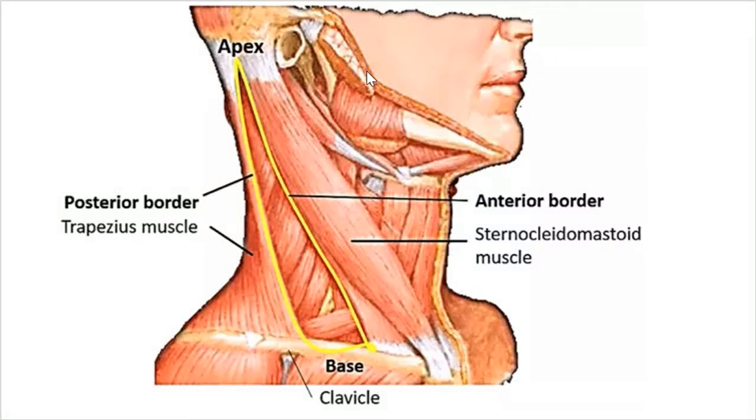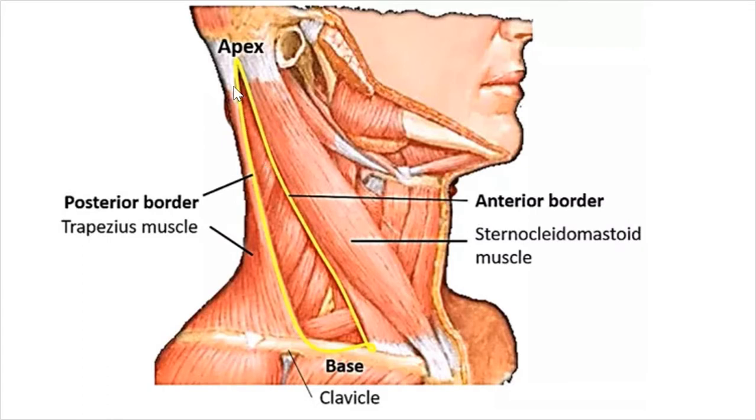In this video I'm going to discuss the posterior triangle of the neck. The neck has been divided into two main regions, anterior cervical region and posterior cervical region, by means of a very broad and strap-like muscle which is called the sternocleidomastoid muscle. Here you can look at the sternocleidomastoid muscle. Anterior to this muscle we have the anterior triangle, and posterior to it we have the posterior triangle of the neck.